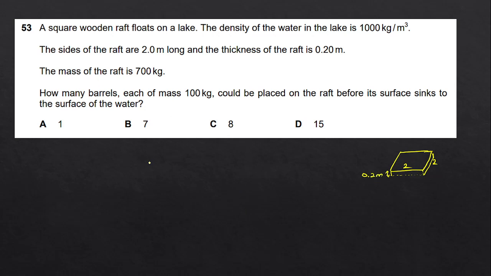Now, the mass of the raft is 700 kg. So if I have to find how many barrels can be fitted onto this raft, I have to find what's the density of the raft first. Let's write down the data. Mass is given to us, 700 kilograms. Volume can be figured out. Volume of this raft will be 2 times 2 times 0.2, so basically length times breadth times height. So let's use our calculators to find this.